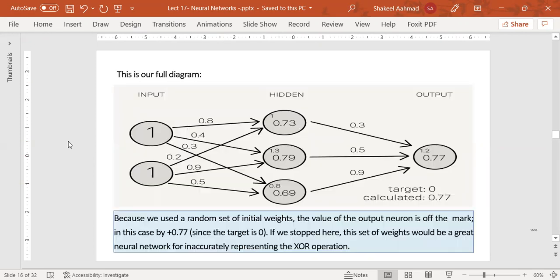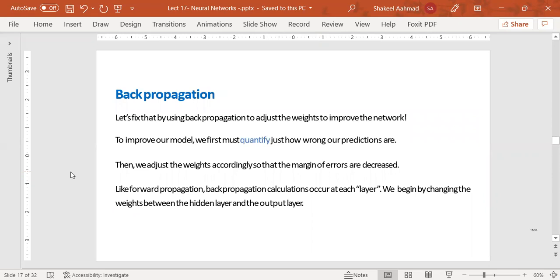So here we have done forward propagation. This was the first iteration of forward propagation. To calibrate the weights, we need to perform back propagation. Let's fix that by using back propagation to adjust the weights to improve the network. To improve our model, we first must quantify just how wrong our predictions are. Then we adjust the weights accordingly so that the margin of error is decreased.